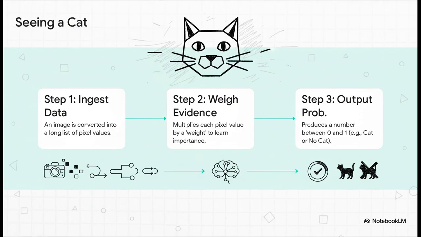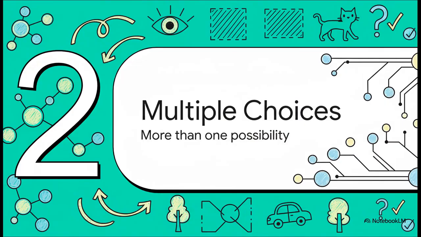Well, first, the image gets totally flattened into just a long list of numbers, one for each pixel. Then, and this is the key part, the neuron gives each of those pixel values an importance score, something we call a weight. So a pixel that's part of a whisker might get a really high score, while a boring background pixel gets a low one. Finally, it just adds all that up to spit out a single number, a probability, like, I'm about 85% sure this is a cat.